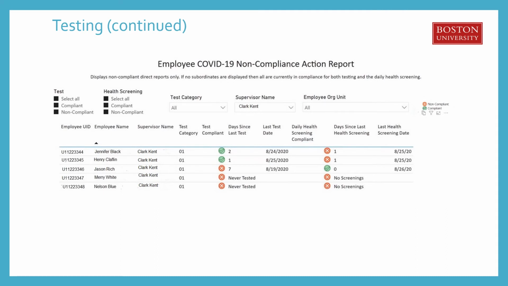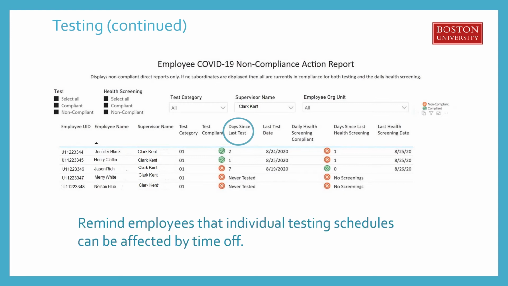Days since last test shows how long it has been since the employee was last tested. Remember, an employee who is tested every Monday could show as non-compliant in a week when there is a Monday holiday and they are not able to get tested. Keep things like this in mind when you review the report, but also make sure you remind those whose testing schedule may be affected by a Monday holiday to get COVID-19 tested the following day. The last test date column shows the date of the last test.